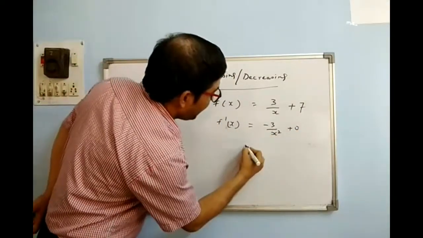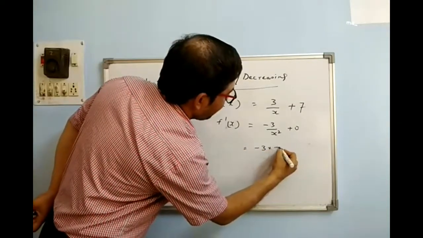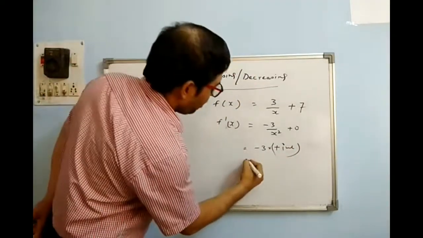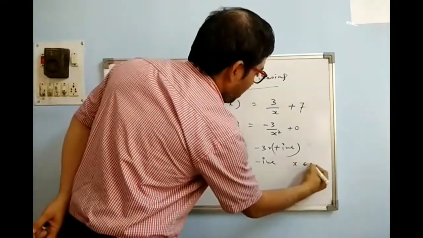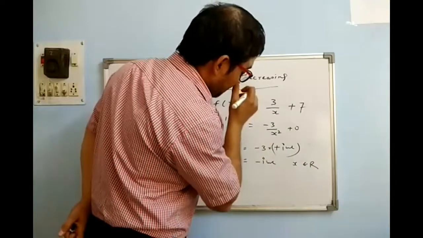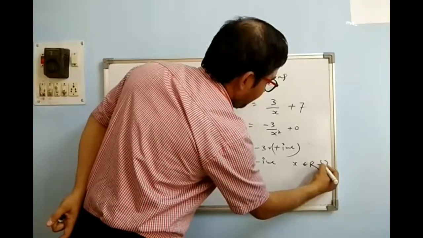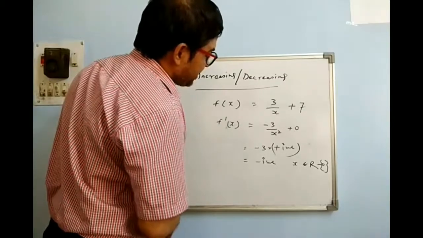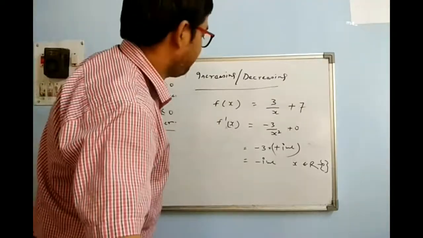See, x square is always positive, so it is minus 3 into something positive, because the square of any number is always positive. So it is negative all the time. For all values of x in R, it is negative except at 0, because at 0 it is not defined. So this function is universally decreasing for all values of x except x equal to 0.